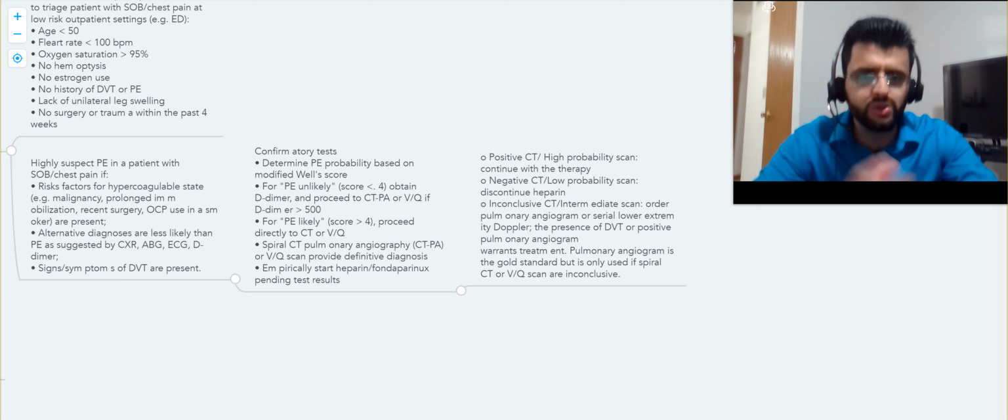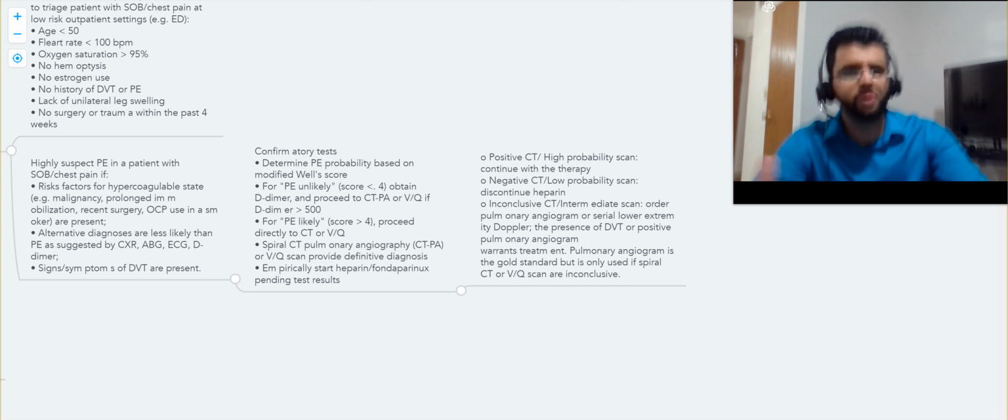How about if the CT is inconclusive? If the CT is inconclusive, we do something else. We do an ultrasound, a Doppler for the lower limb. You do a pulmonary angiogram or serial lower extremity Doppler, looking for the presence of DVT or a positive pulmonary angiogram. So pulmonary angiogram is the gold standard, but only used if the spiral CT or VQ are inconclusive.